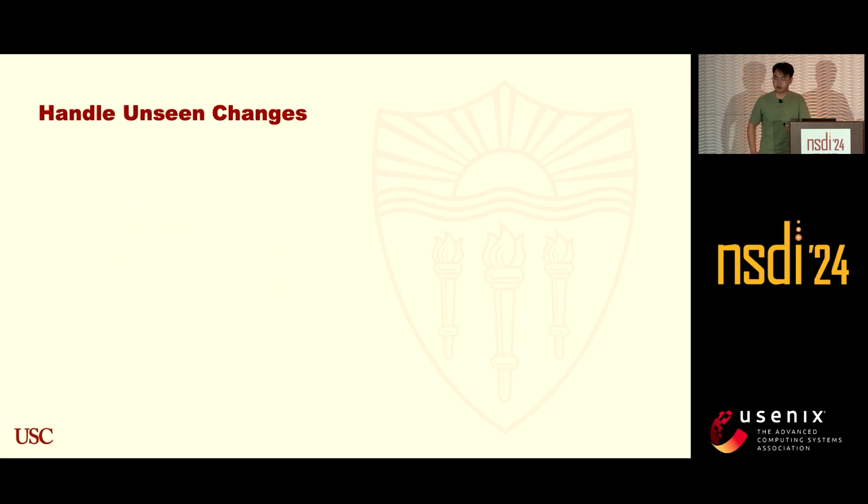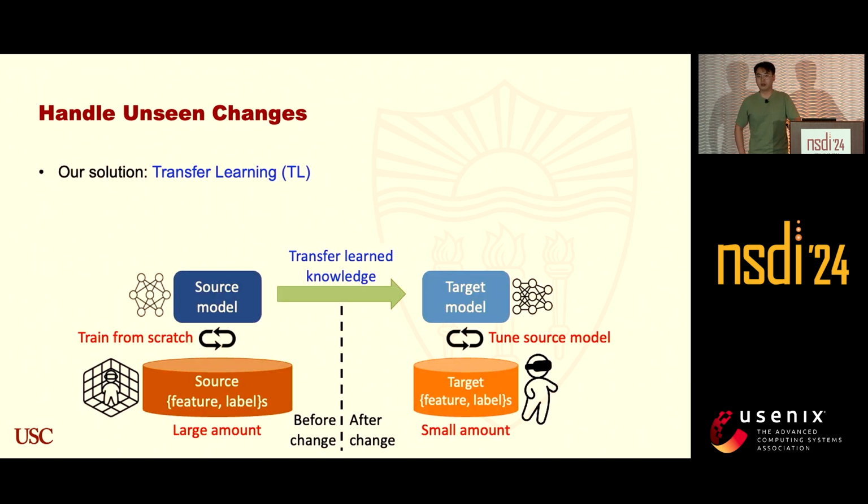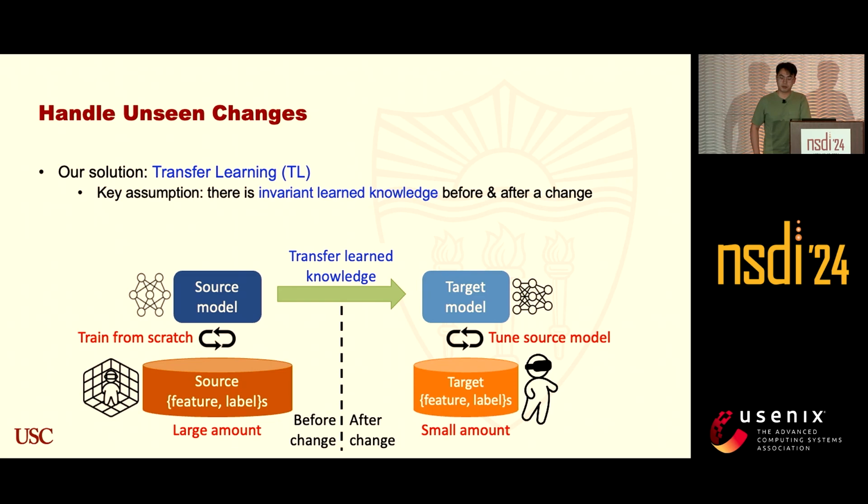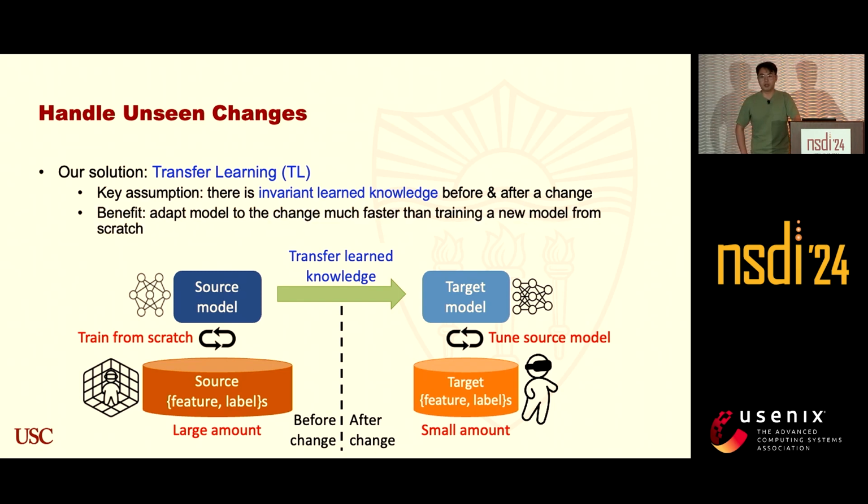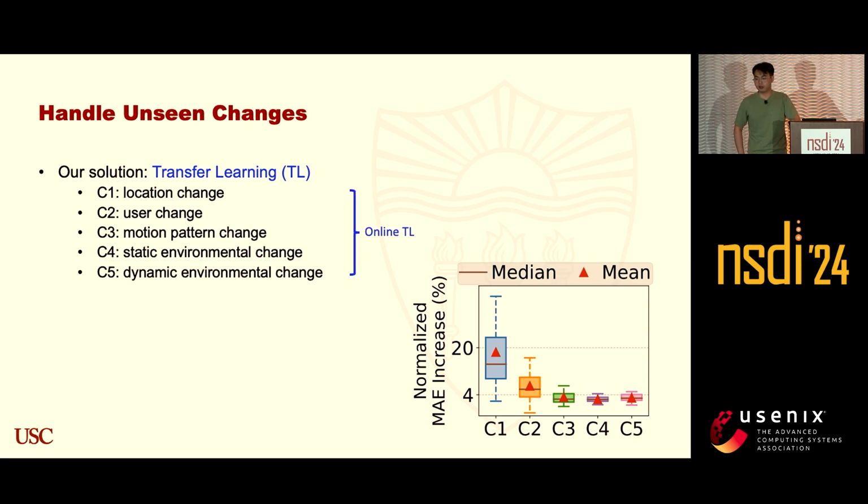Based on our measurement result, our strategy for handling the unseen changes is using transfer learning. The key assumption is, as I said before, that the fundamental knowledge learned by the machine learning model is invariant before and after the change. So when a change happens, we can simply collect a small amount of data and tune the source model to let it adapt to the change. The benefit is that this will be much faster than training a model from scratch and can even be performed online. We have more dedicated designs for handling different changes, but I will skip the details for the sake of time.